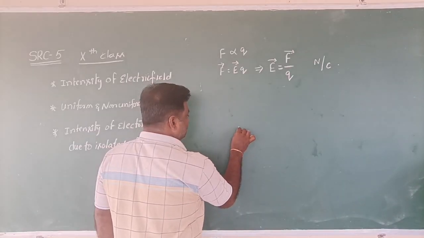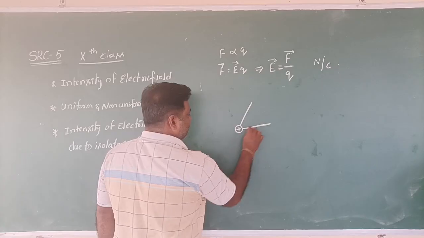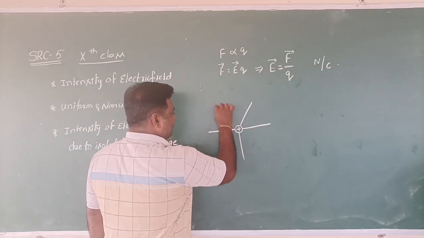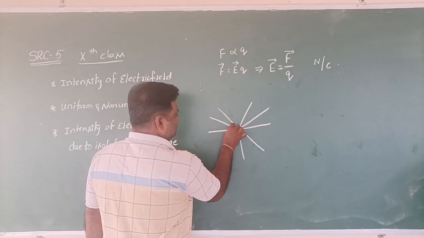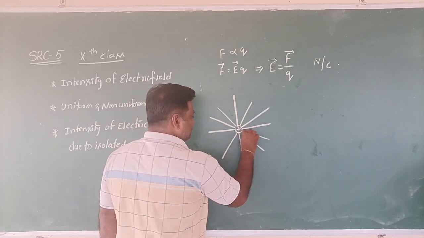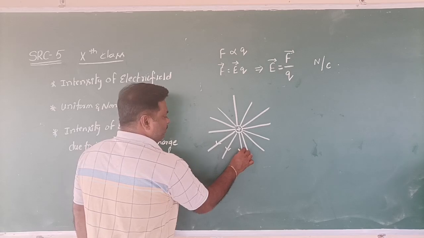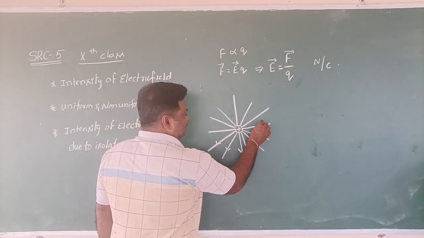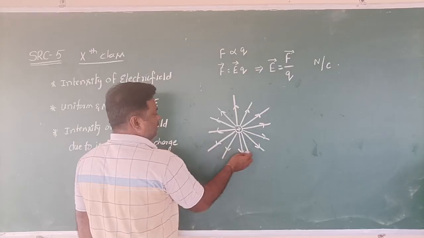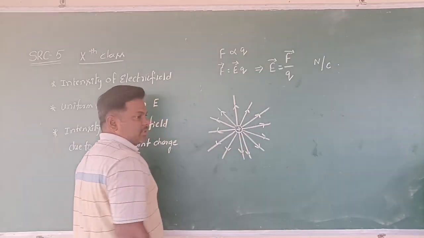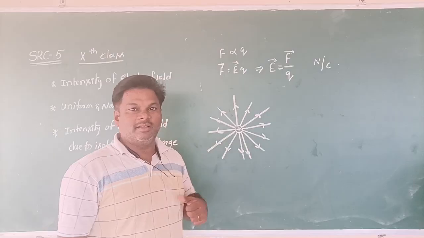Now, I have a positive charge here. And you all know how the field is spread. Field lines are moving away from the positive charge. That is the symbol. How can you identify the charge? If the field lines are moving away from the charge, it is a positive charge, and this is the direction of the electric field. The total location where the field lines are spread is called the electric field.